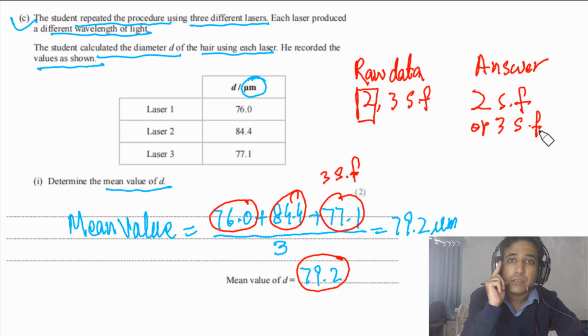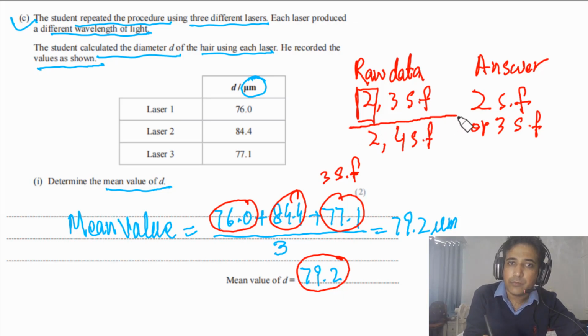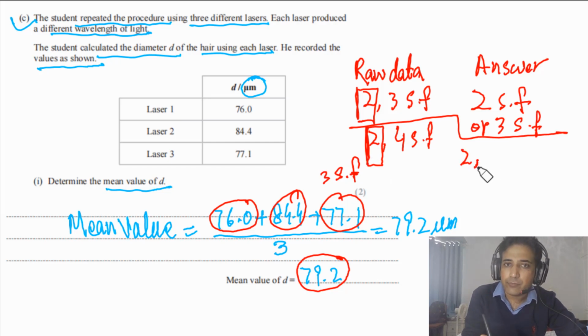The number of SF in the answer should be equal to the least number of SF in the raw data, or one more. Now let's say we have data that has 2 SF and that has 4 SF. So how many SF do we have to use in the final answer? The least number of SF we have is 2. So your final answer can have 2 SF or one more, so it can also have 3 SF. So this is the rule you need to understand.